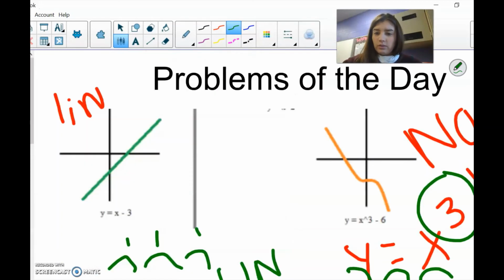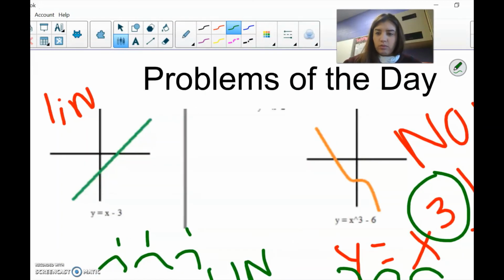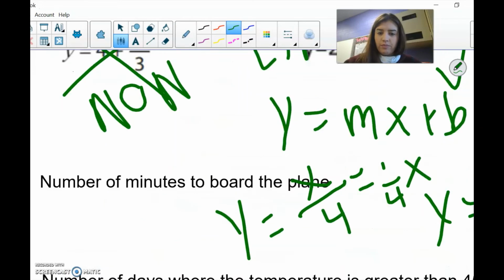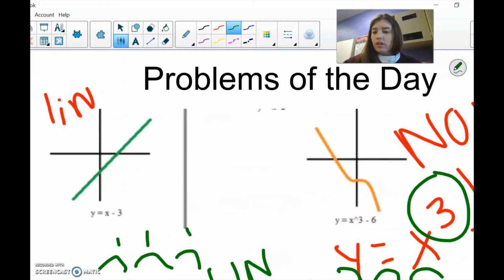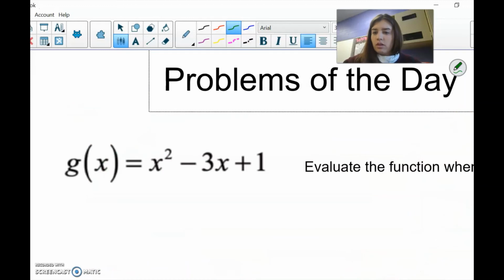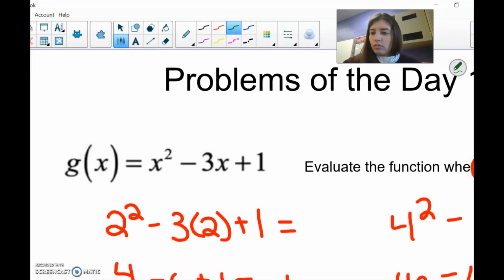All right, so what do we have left? We have one more thing I want to talk about, and it is discrete and continuous. So let me find this real quick. That one.